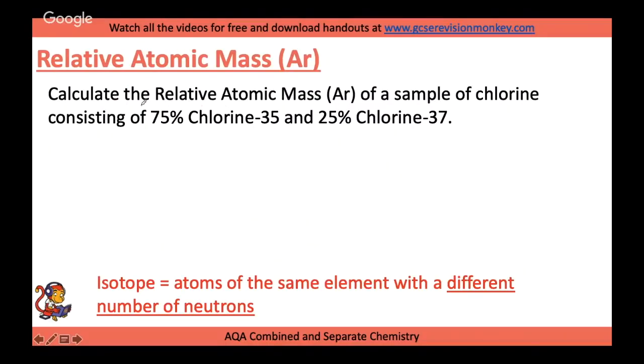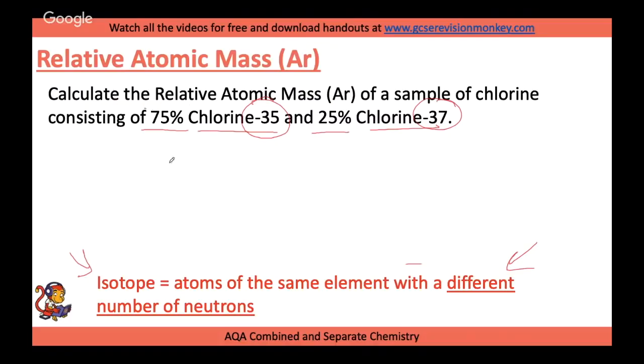So this question says, calculate the relative atomic mass of a sample of chlorine consisting of 75% chlorine 35 and 25% chlorine 37. These are just different mass numbers. And it's all to do with this fact here about isotopes. Isotopes are atoms of the same element with a different number of neutrons. So this chlorine 37 has 2 more neutrons than the chlorine 35.